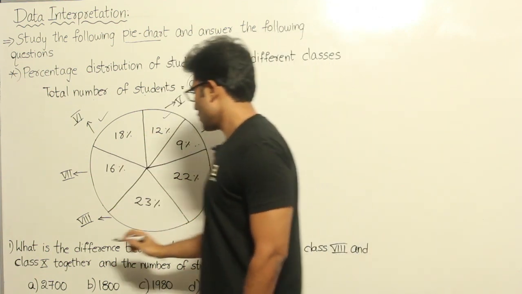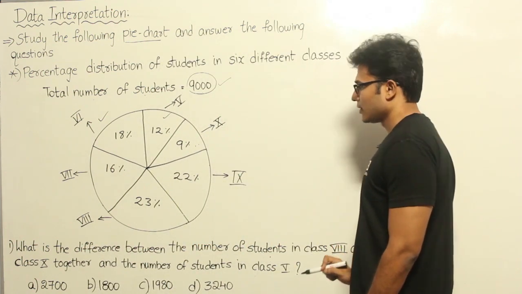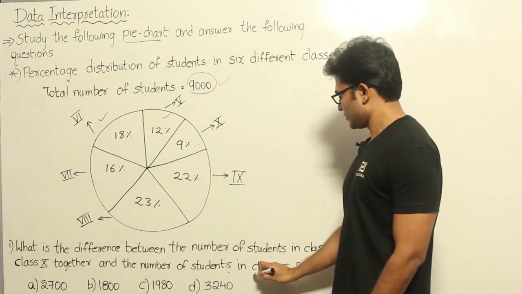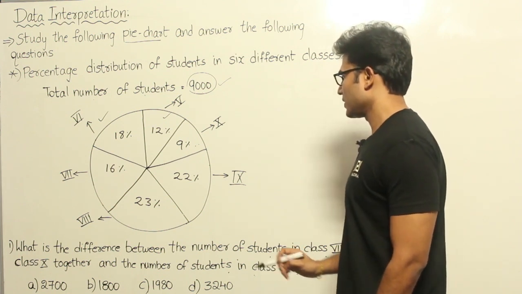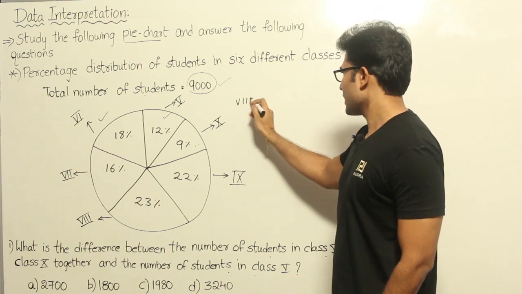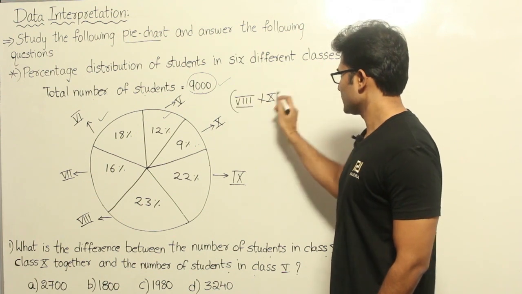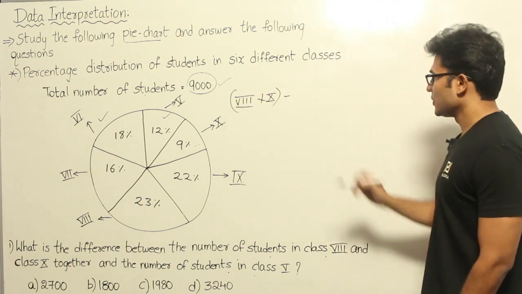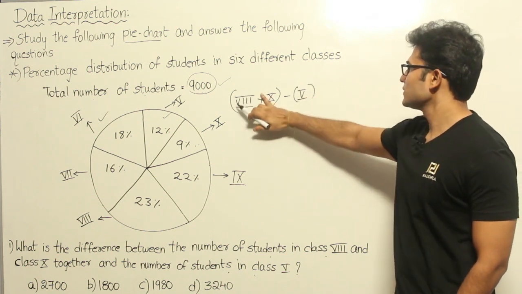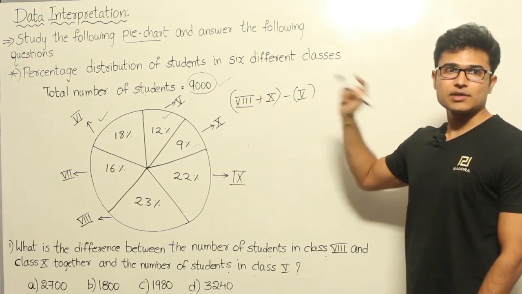Now they are asking us, what is the difference between the number of students in class 8 and class 10 together and the number of students in class 5. So we have to find the total number of students present in class 8 plus class 10, and from that subtract the number of students in class 5. Add these two, and from that subtract this.